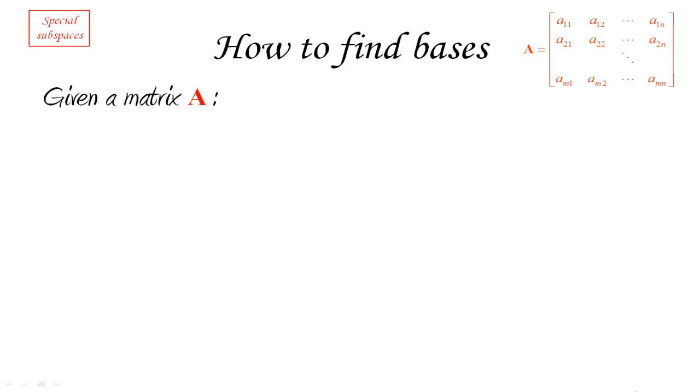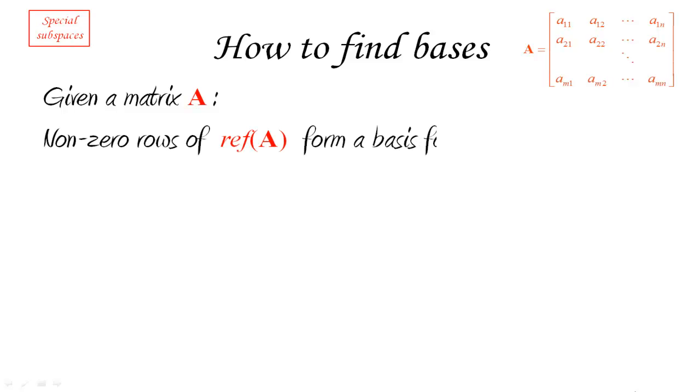Actually, let me recap the whole thing for you. So given a matrix A, the non-zero rows of the REF of A form themselves a basis for the row space of A. All we had to do is start from the matrix, put it in our REF form, look at the non-zero rows, they are a basis for the row space.